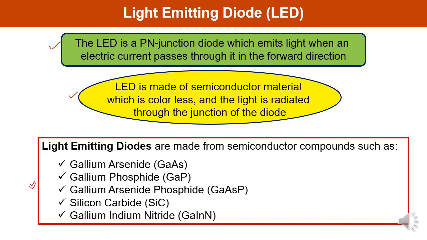In this particular case, germanium and silicon are not used. Why? Because silicon and germanium are essentially heat producing materials, and they are very poor in emitting light radiations. That is why for the fabrication or manufacturing of light emitting diodes, compound semiconductors are preferred.